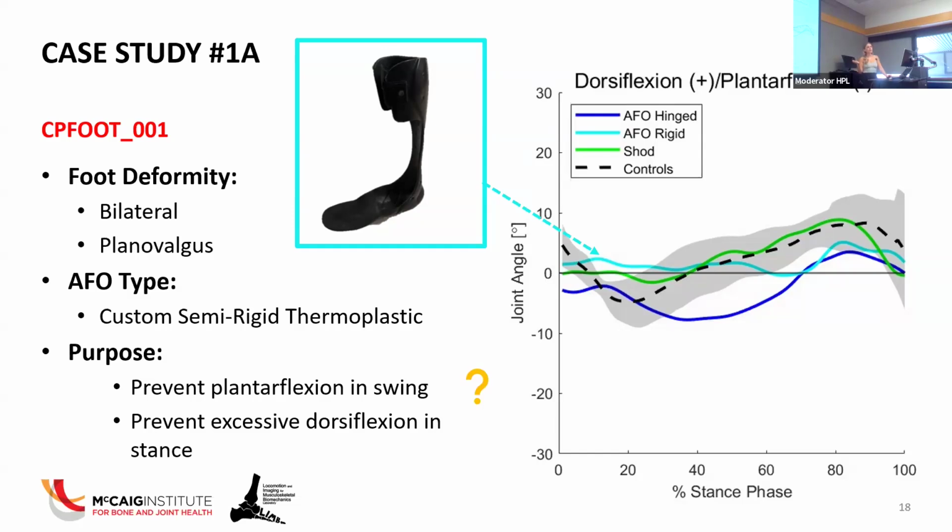Now, as I mentioned, we're not looking at swing because that's outside of our field of view, so I can't necessarily speak to that. And that will be a common theme throughout a lot of these, when the main goal of that AFO is to prevent something happening in swing. But what we can say is, although excessive dorsiflexion may be more of a subjective term, we're seeing that light blue AFO compared to the SHOD trial is actually lower, closer to that neutral, which means that it is preventing dorsiflexion to some extent.